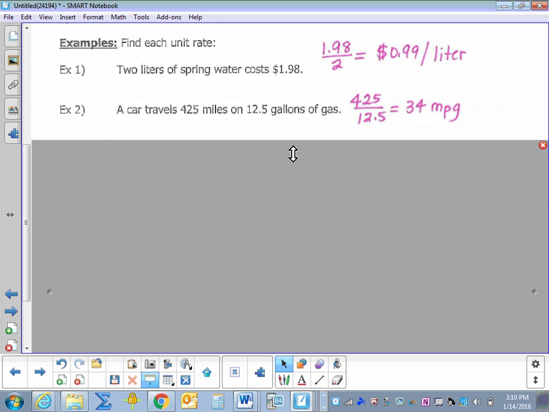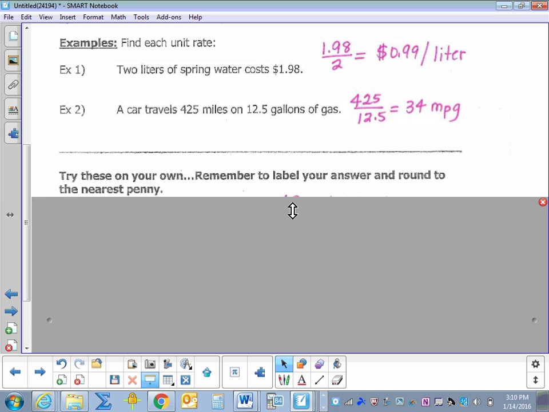Try these on your own. Remember to label your answer and round to the nearest penny. So go ahead and try the next 4.